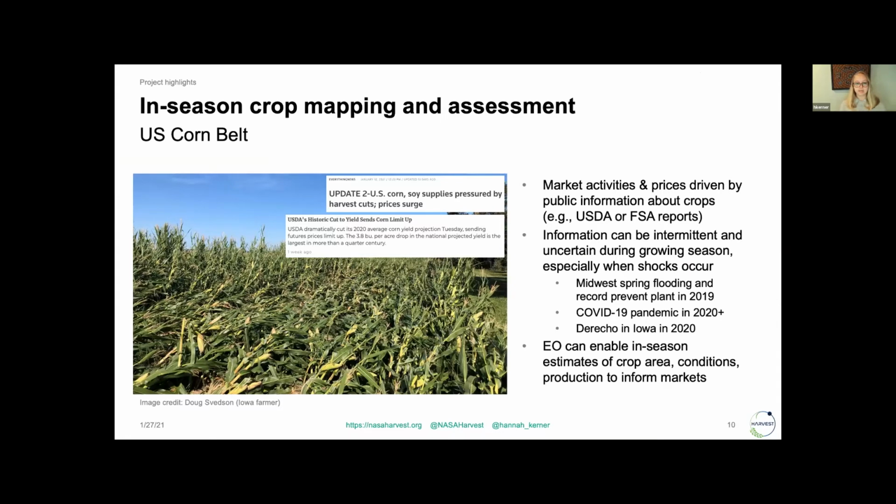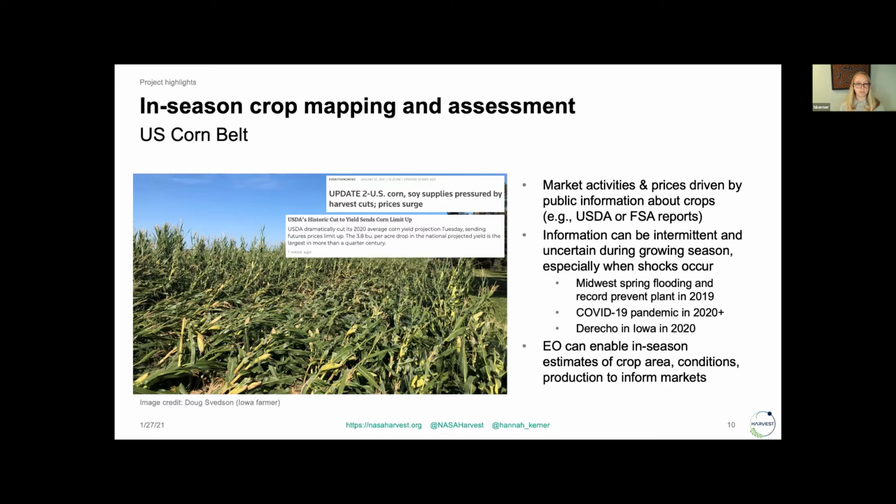So in the United States, one of our major priorities is to do in-season crop type mapping and crop conditions assessments in order to provide information to help stabilize commodities markets who are looking for information about how these key crops, corn and soybeans, are doing. And this is important in the United States because the US is a major exporter, one of the largest exporters of corn and soybeans. And so market activities globally and their prices are really driven by the public information that's available about these key crops.